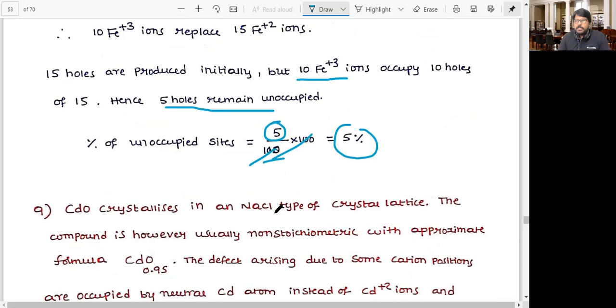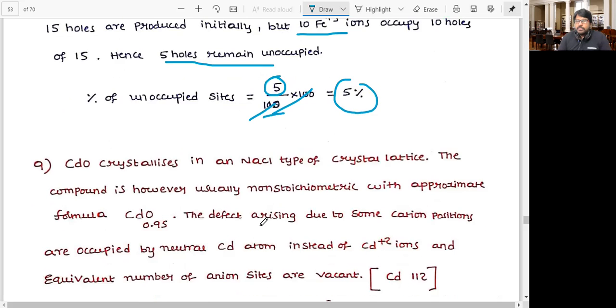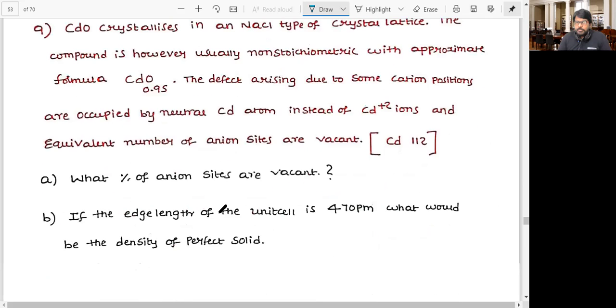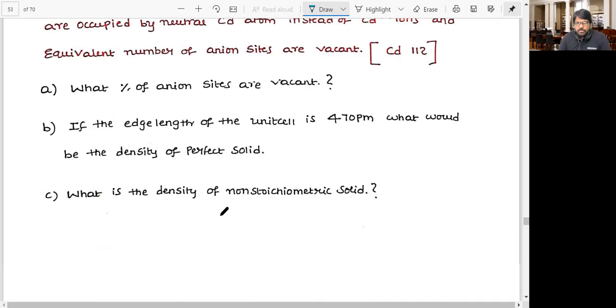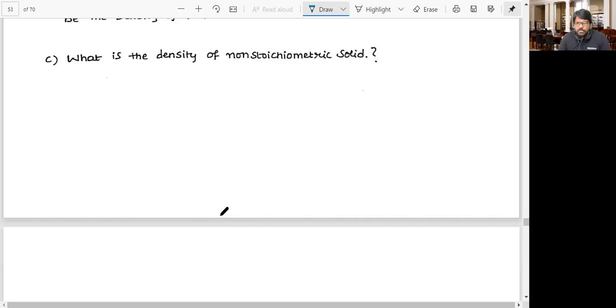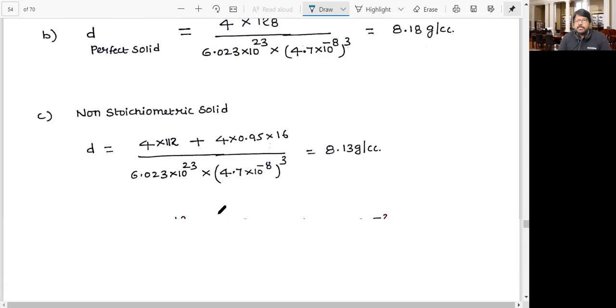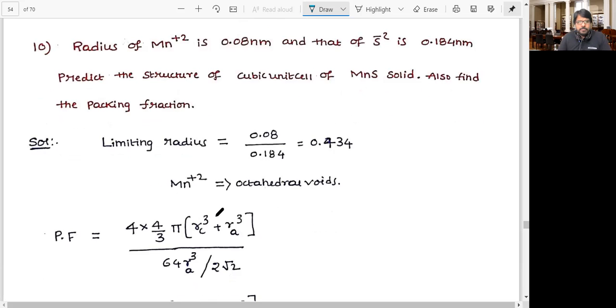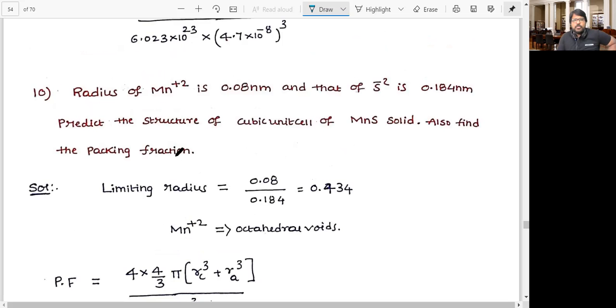So conceptually, if you are good, easily you can solve these questions, right? This is also almost the same model, so I don't want to discuss this question. Here almost the same model, same thing, but here he's also asking something like density after getting the formula. And let us take the next one.